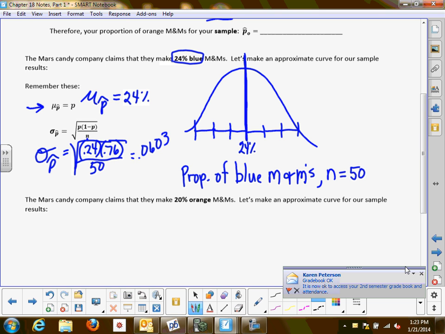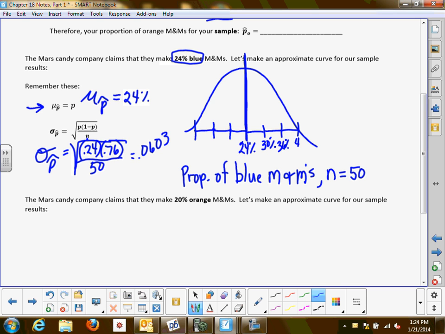So let's draw in our other numbers here. We got 30%, 36%. Okay, so put those in down below. We go to 18%, 12%. So, if you have, what proportion of blues are you considered an outlier? Below 12% blue, and what else? Above 36% blue.